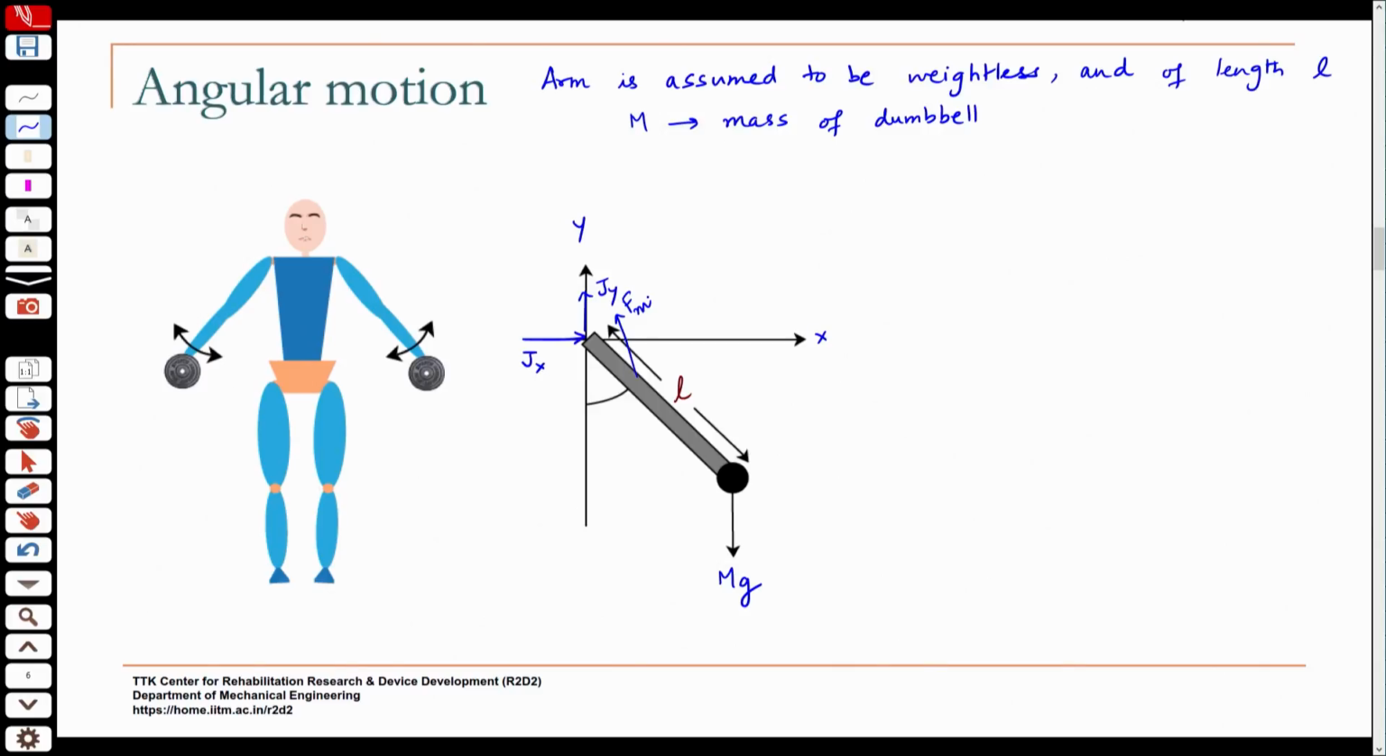Okay. An abductor muscle of the shoulder, in this case most likely the deltoid muscles, and let us say it acts at an angle phi to the long axis of the arm. Okay.